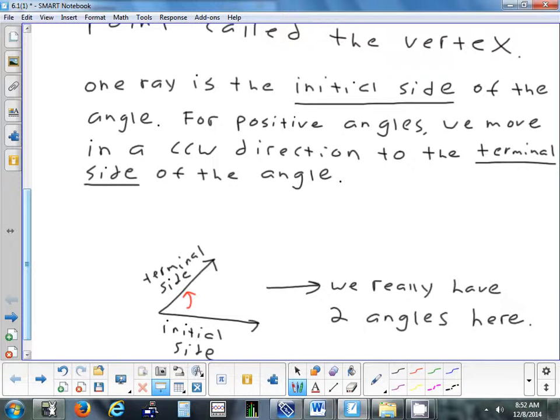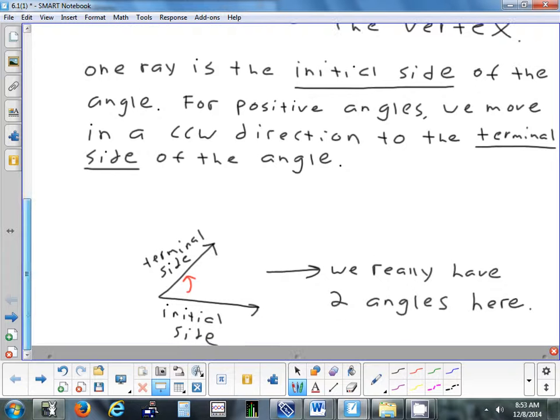Now, really, we have two different angles here. You have this angle between the two rays, inside, and we also have an angle that's outside the two rays. Generally, when we talk about an angle, we're talking about the one that's between the two rays. In other words, the one that's smaller than 180. Generally we won't be referencing the one on the outside of the two rays.